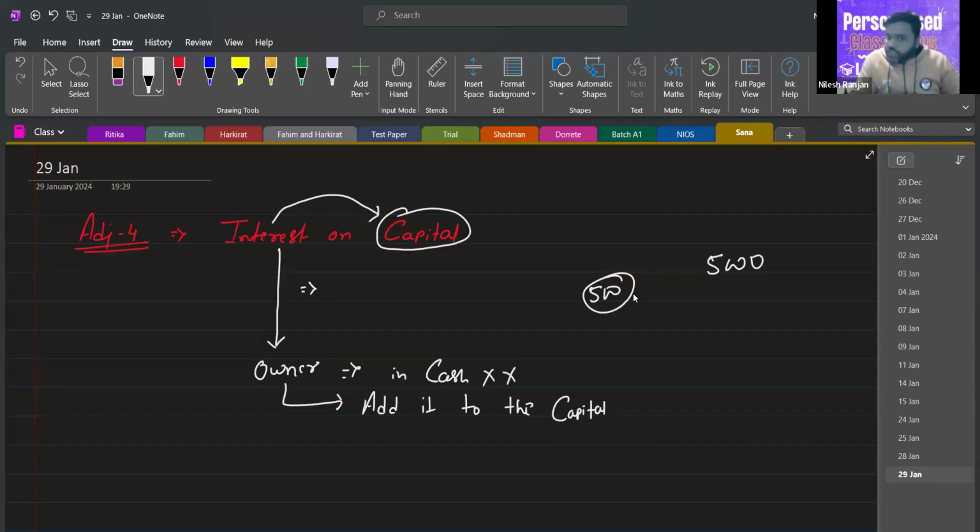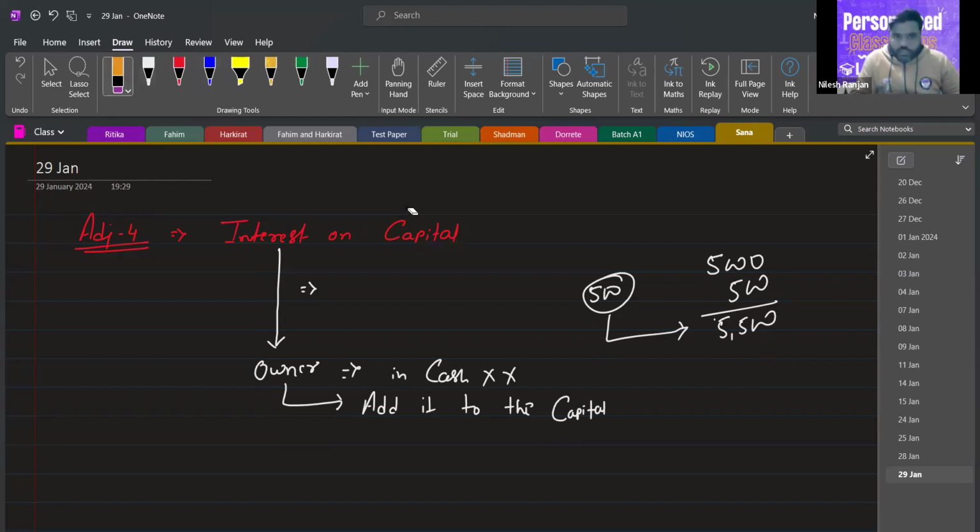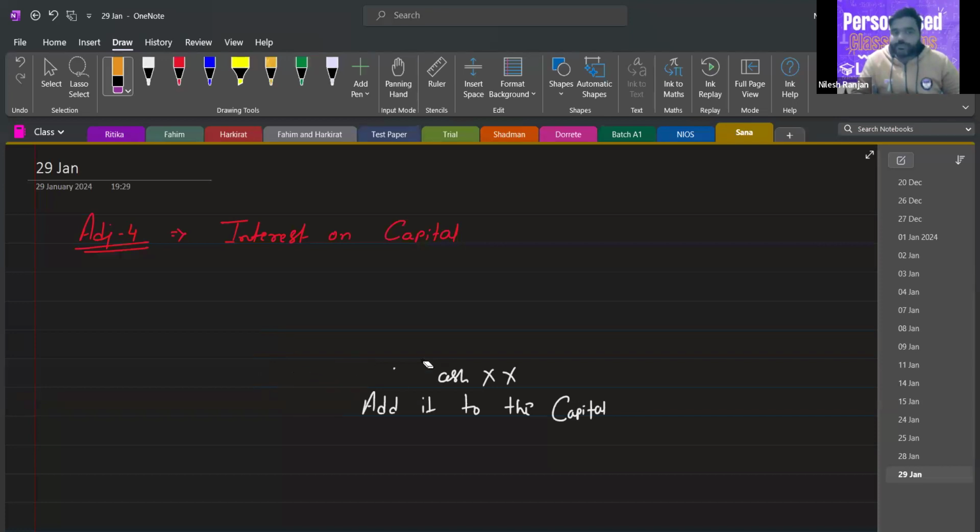So we have two options. Either we pay this amount in cash or we add it to the capital and it will become 5,500. Okay, I got it now. So this is interest on capital. Now, how will we adjust this in our final account financial statement?